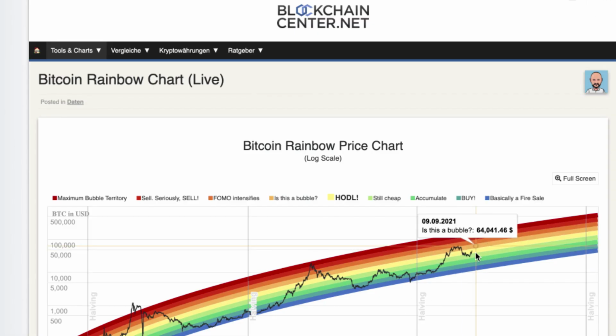We've been in the hodl zone, so a good time to hodl. Still cheap. If it comes down, yeah, pretty much the same exact thing. Nothing has changed with that. Still in the hodl zone.